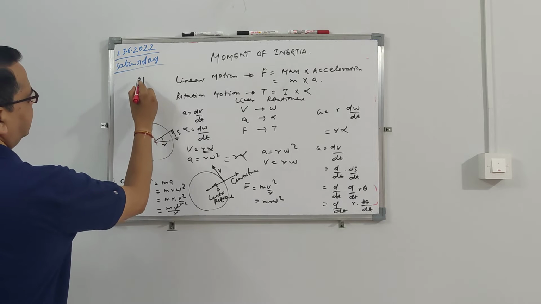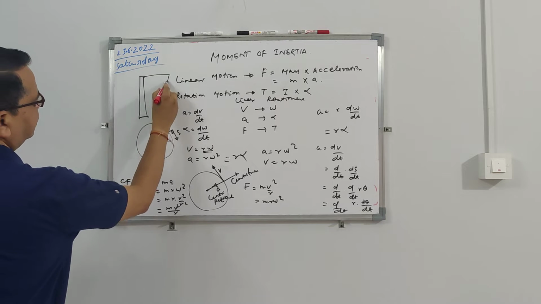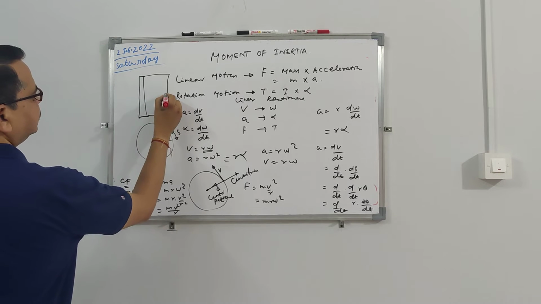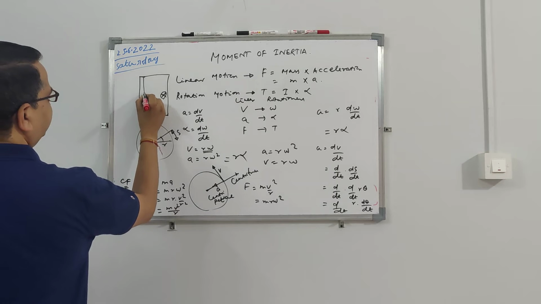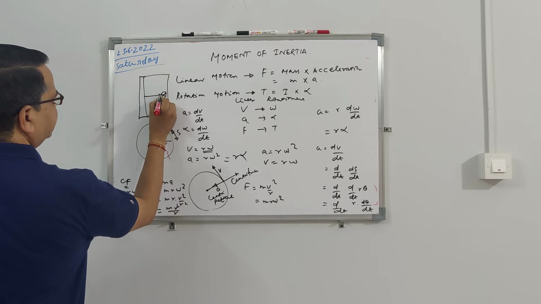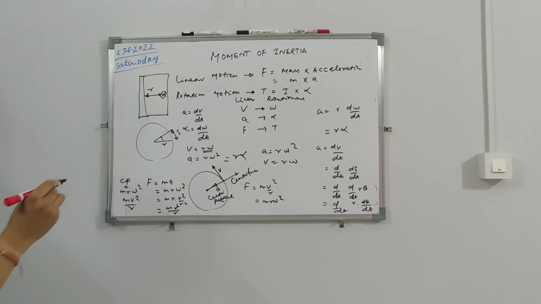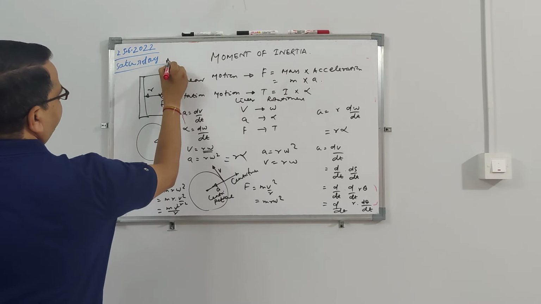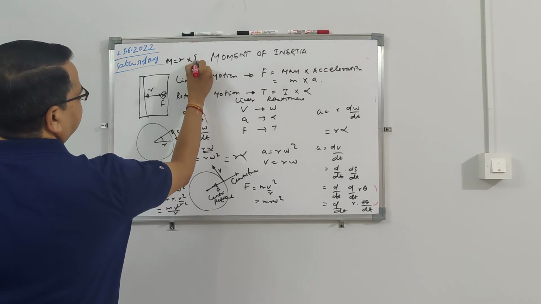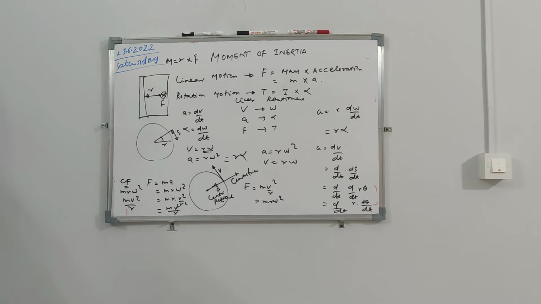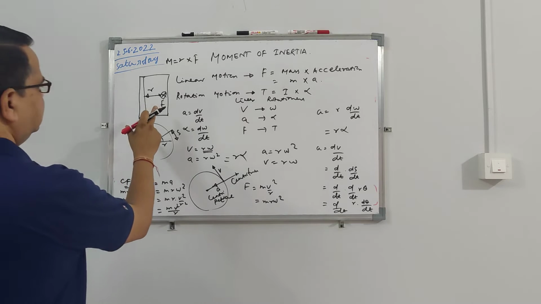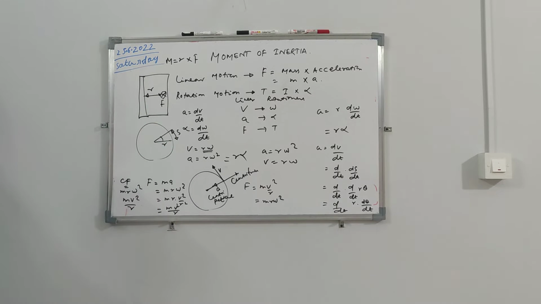Suppose you have a door, and for moment, let us say I am applying some force perpendicular to this. You have the door hinge here. This is your distance, right? You are applying a force here. So this moment is equal to r cross f. Even if your force is less, if the moment arm is high, then your moment will be high.